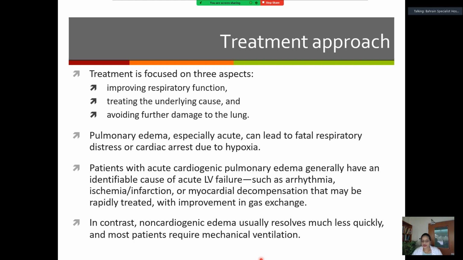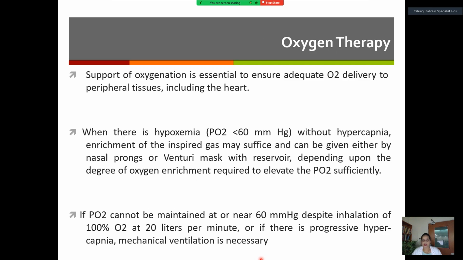In contrast, non-cardiogenic edema usually resolves much less quickly, and most patients require mechanical ventilation. Oxygen therapy. Support of oxygenation is essential to ensure adequate oxygen delivery to peripheral tissues, including the heart.